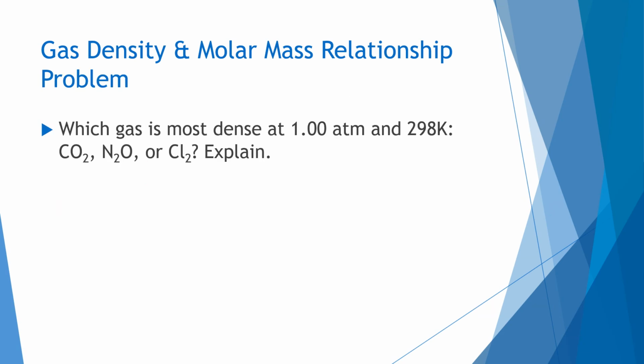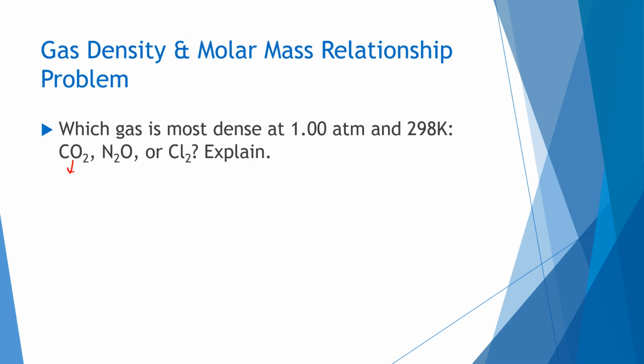So here we have a question looking at this relationship, and it says which gas is the most dense if they all have a pressure of 1 atm and they're all at the temperature of 298 Kelvin. So since all of these gases are at the same pressure and the same temperature, what we're going to be looking at is the molar mass. So you need to find the molar mass of each one of these gases.